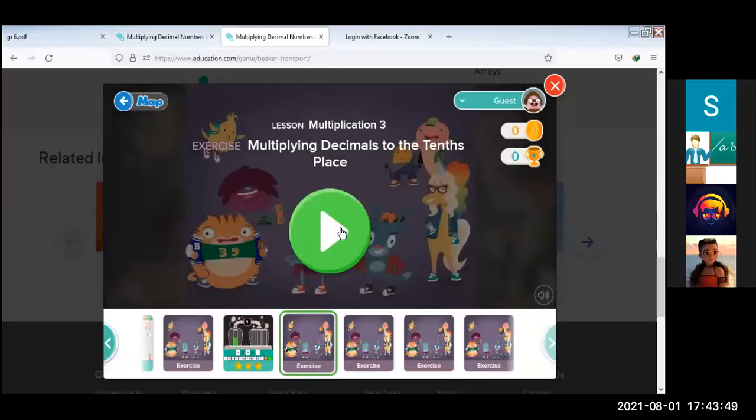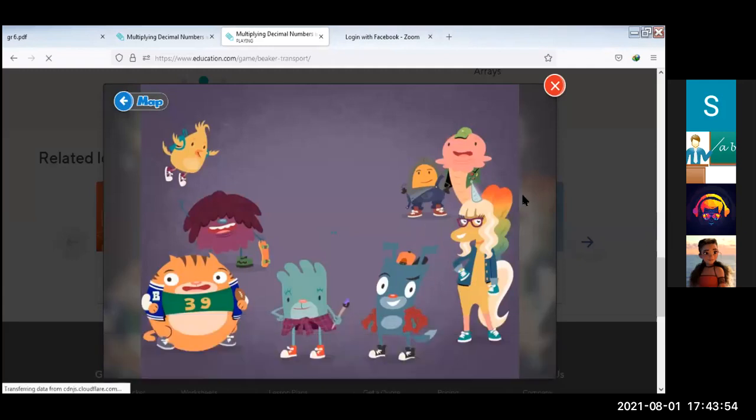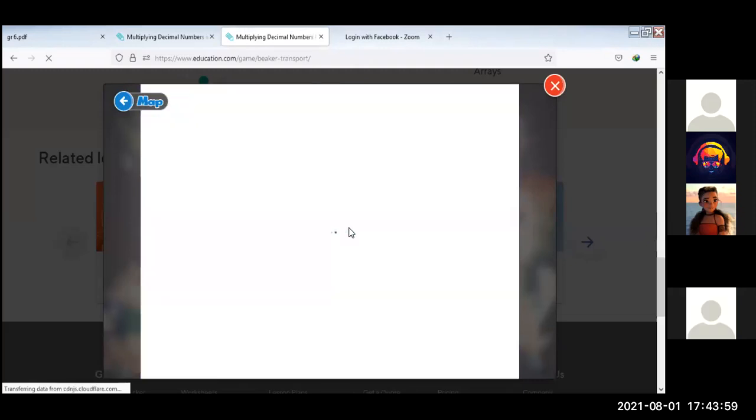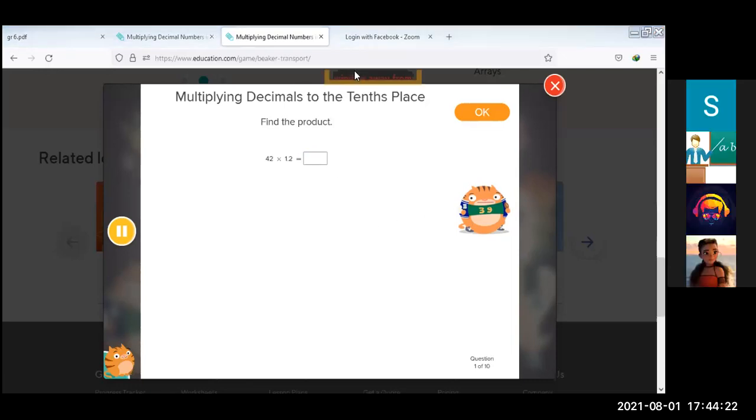Here we have how we can multiply using a decimal number. If I have or see a decimal point here, let's see in the first one. Here we have 42 times 1.2. How can I make it?